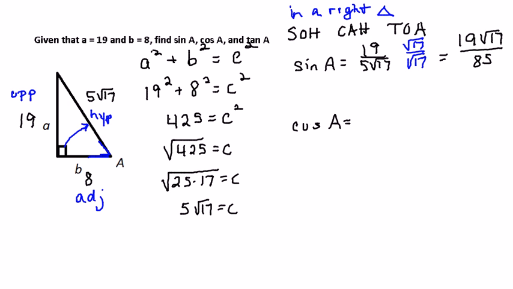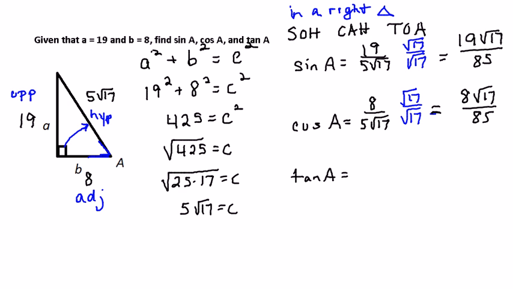So cosine of angle A is adjacent over hypotenuse. So adjacent is 8, and hypotenuse is 5 times the square root of 17. So we'll rationalize the denominator there again. So we end up with 8 times the square root of 17 divided by 5 times 17, which is 85. And last of all, the tangent of angle A, which is opposite over adjacent, so 19 over 8.